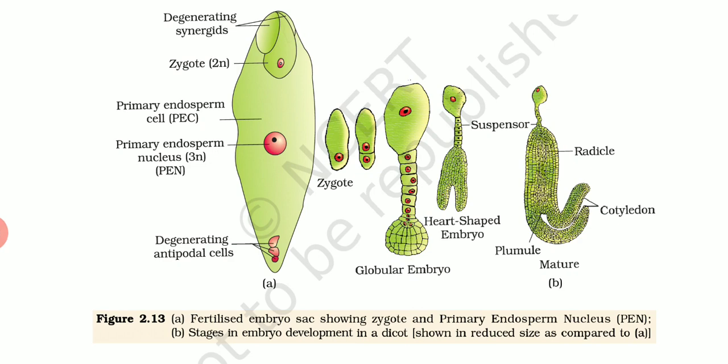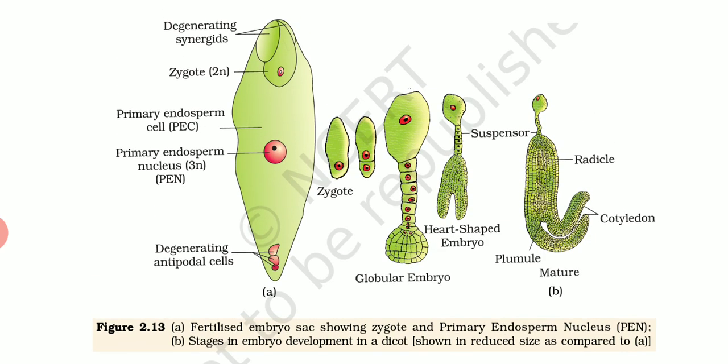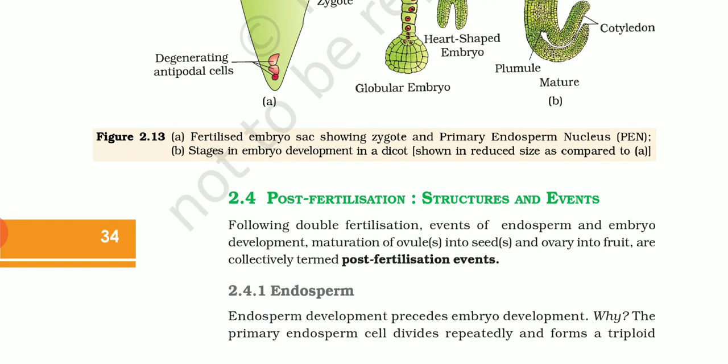Yesterday, we learnt about the process of fertilization in flowering plants, that is in angiosperms, that we recall as double fertilization and triple fusion, isn't it? And other subsequent changes that occurred. Now let us go into another important aspect, that is post-fertilization changes.